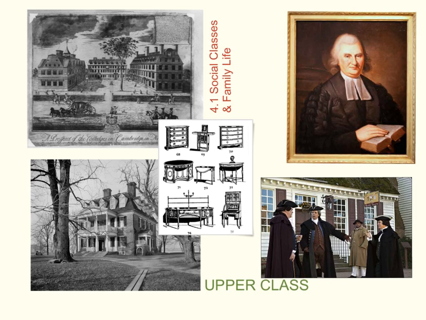In New England, the upper class were made up of merchants, people who sold things out of a store, traders, and clergymen. Clergymen are like pastors. In the middle and southern colonies, the upper class were made up of those large landowners, the plantation owners. They had the most money, they had the most influence.